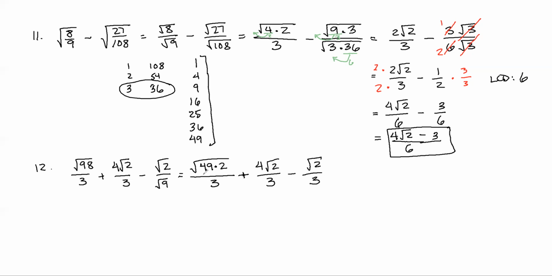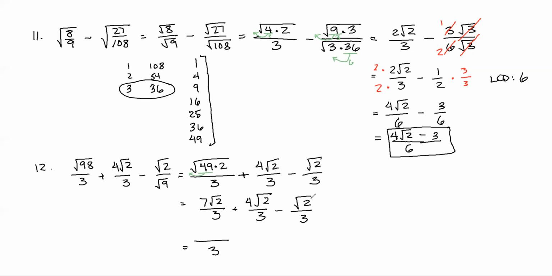But let's go ahead and simplify this first fraction a little bit. So the square root of 49 is 7. So we're going to have 7 root 2 over 3 plus 4 square root of 2 over 3 minus square root of 2 over 3. Now, because we have common denominators, we're going to keep that 3 on the bottom and combine the top.